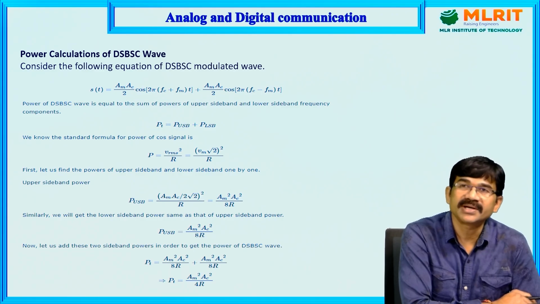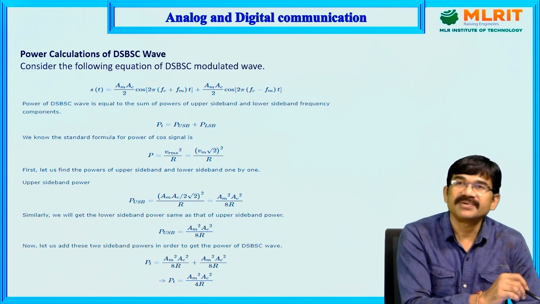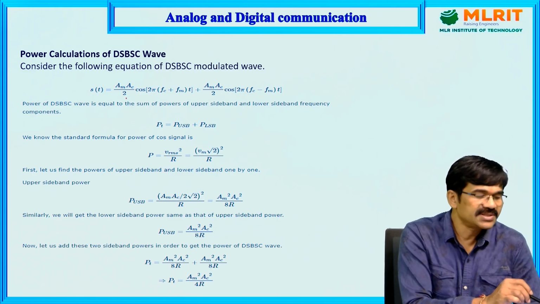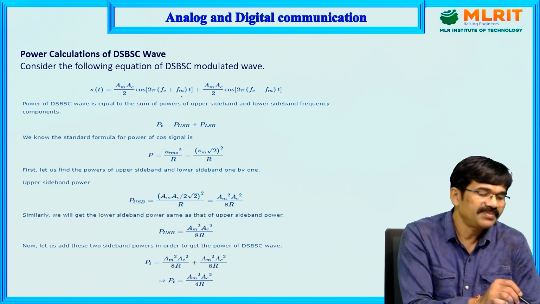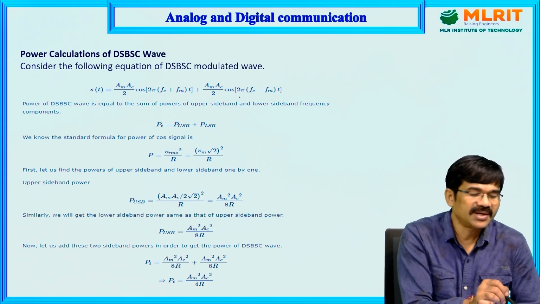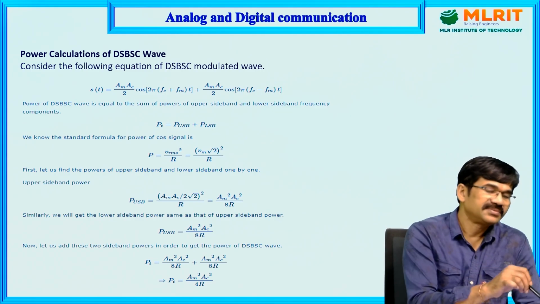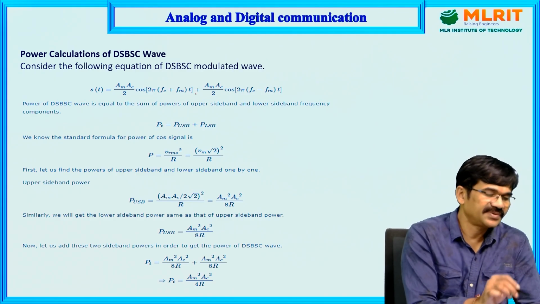the power calculation? So here consider the following equation. The S of t, the DSBSC modulated signal expression we have taken, that is Ac Am by 2 cos 2 pi (Fc plus Fm) t plus Am Ac by 2 cos 2 pi (Fc minus Fm) t. Okay, this is the DSBSC modulated signal. So now, after applying the cos formula, we have finalized this expression.